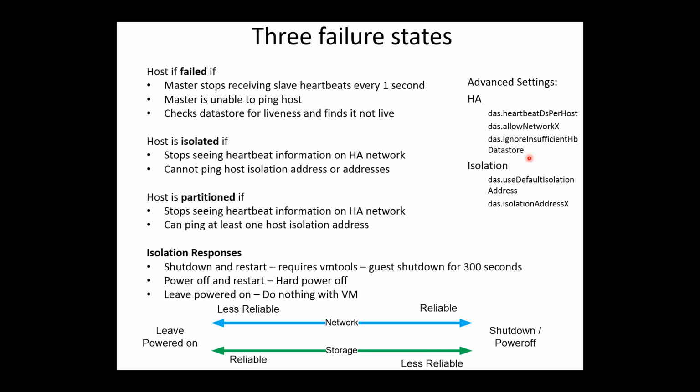In order to determine that a host has failed and that HA needs to take an action, in this case the action is to restart all the VMs that that host was running on another host, the master has to stop receiving slave heartbeats every 1 second. So what happens is every slave is going to send a UDP message to the master every 1 second saying, I'm alive, I'm alive, I'm alive. If that stops, then the master is going to go out and try to ping that host. This is the master reaching out. Until then, the slave was reaching out to the master. If it is unable to ping the host, then it is going to check the data store for liveness and find that it's not alive.